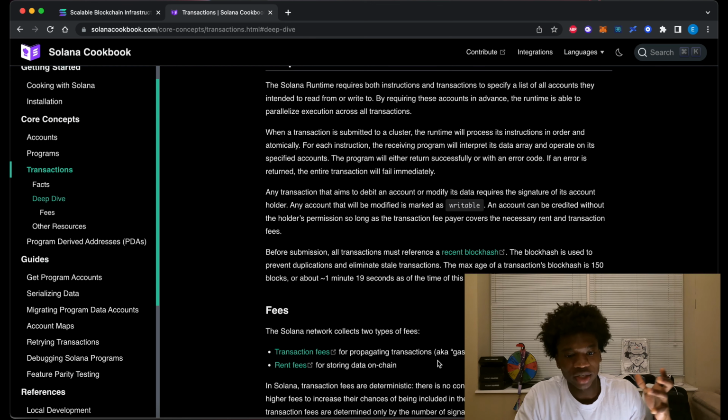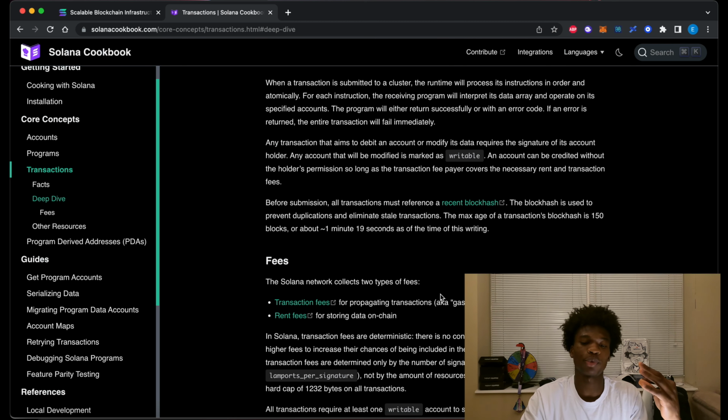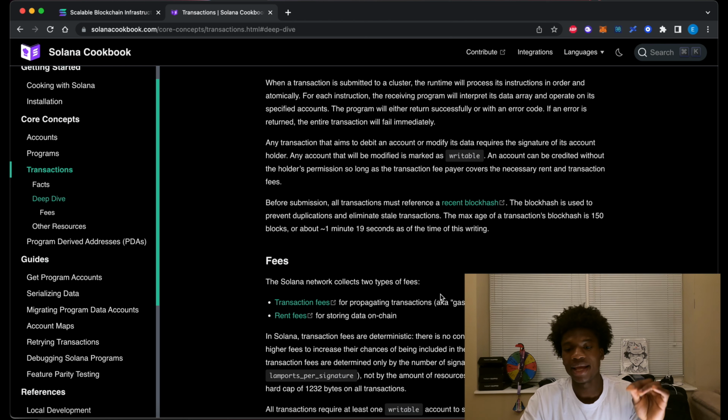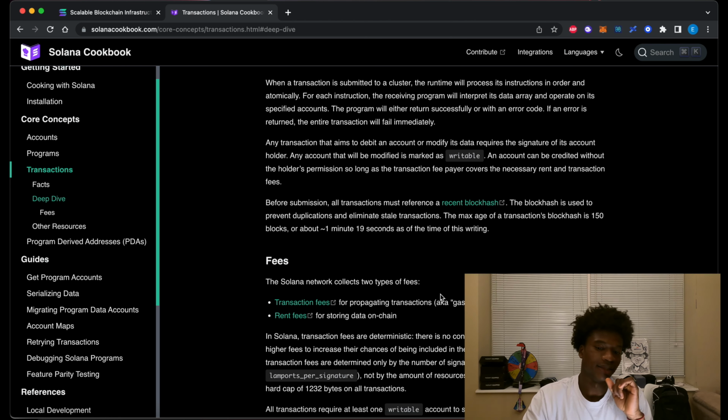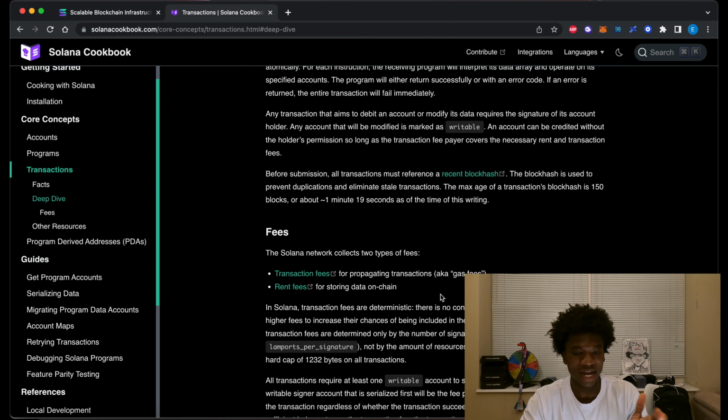So when a transaction is submitted to the cluster, the runtime will process its instructions in order and atomically. For each instruction, the receiving program will interpret its data array and operate on its specified account. The program will either return successfully or with an error code. If an error is returned, the entire transaction will fail immediately, so the transaction will not go through.